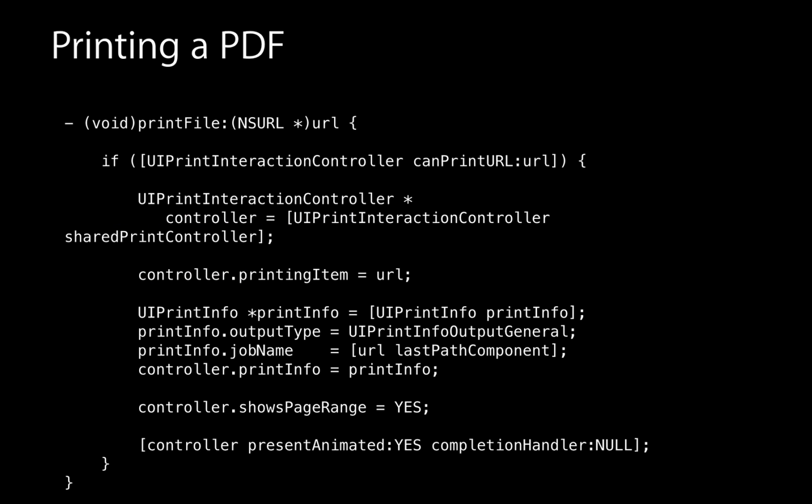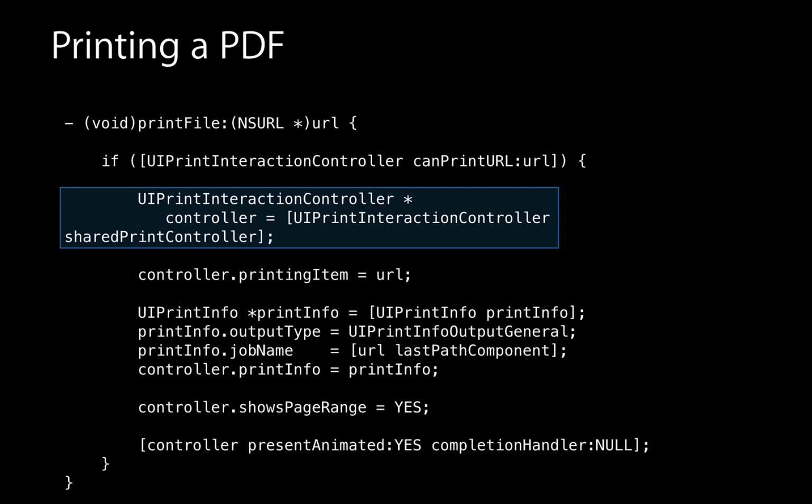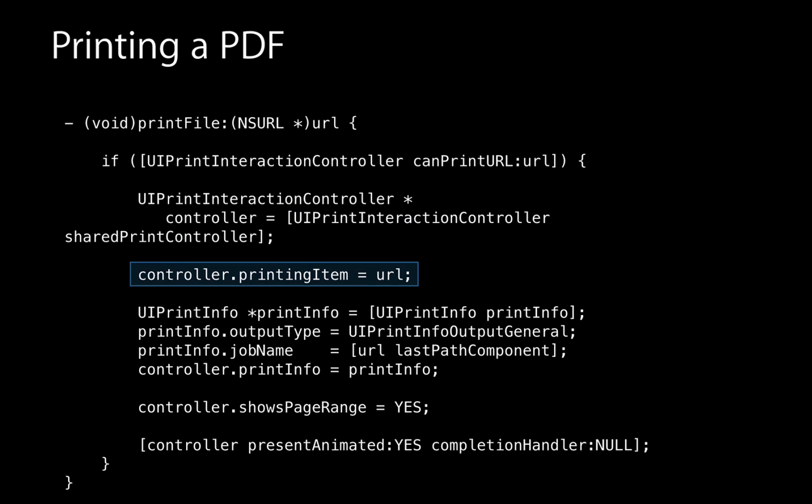So here's all the code that it would take to print a PDF file. It's pretty simple. This method just takes in the URL to a PDF file on disk. First, we ask the UIPrintInteractionController if it can print this URL. Some examples of when it wouldn't be able to print it are if the PDF was password protected or if it was malformed in some way. Next, we grab the UIPrintInteractionController. It's a shared object, so we just grab the shared print controller. We set the printingItem property to be this URL to our PDF. If it was an array of items, there's a different property called printingItems that you'd set to be the array.